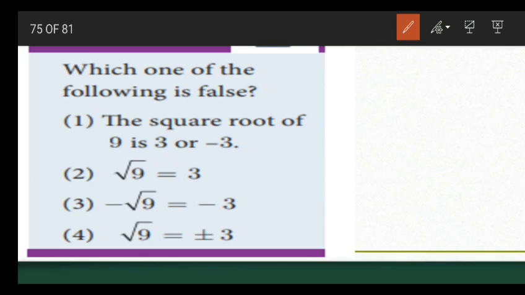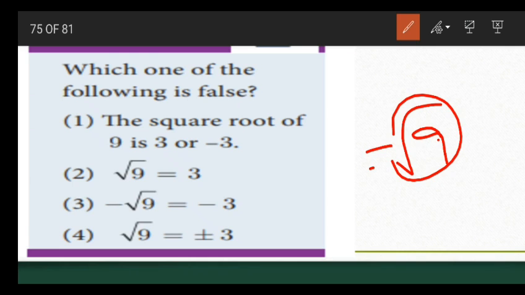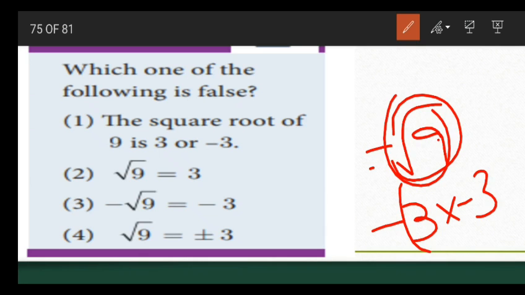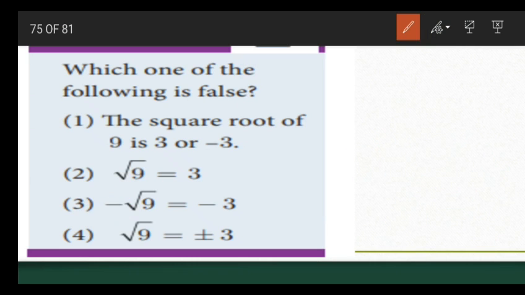Now see the third one. This symbol means the negative square root of 9. The square root of 9 is 3 into 3. Then we have a minus symbol here. So if we put minus, you will get minus 3. So the negative square root of 9 is minus 3. This is also true. The first 3 are true.